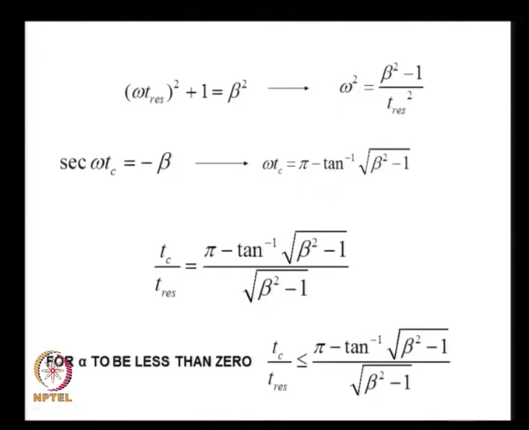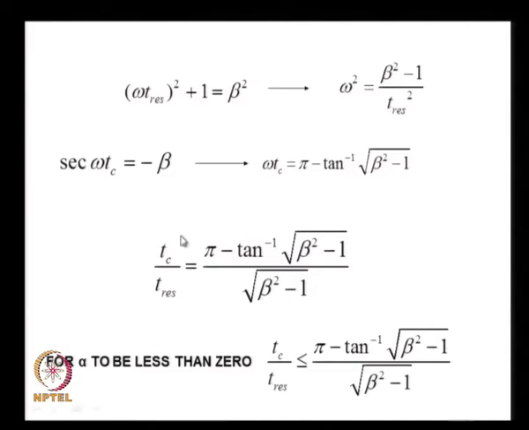Now I combine these two equations. I get the value of Tc from this particular expression, T residence from this particular expression, and then I put the value of Tc by T residence, because it gives me the value pi minus tan inverse under root beta square minus 1 divided by under root beta square minus 1 over here. Now what is it I find?